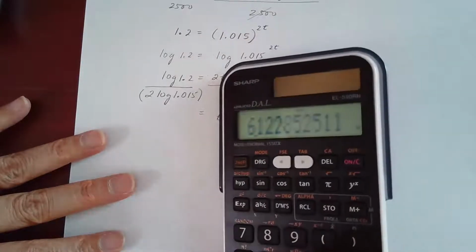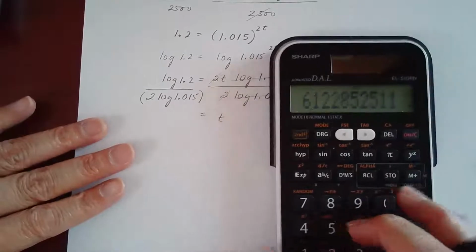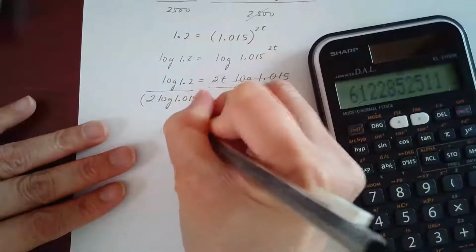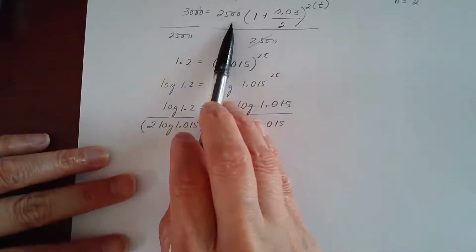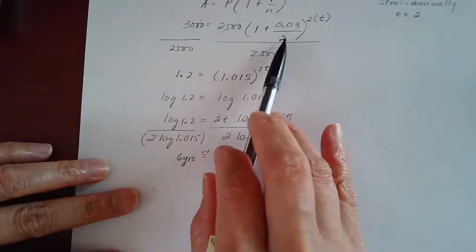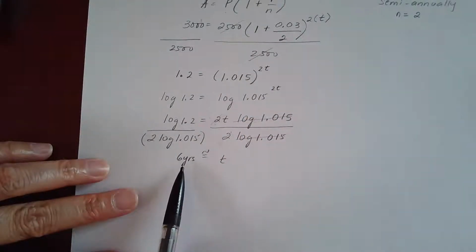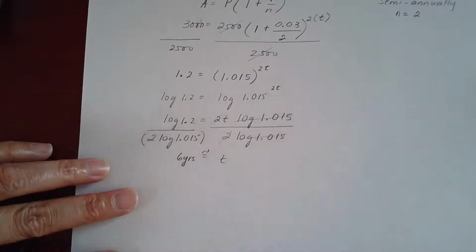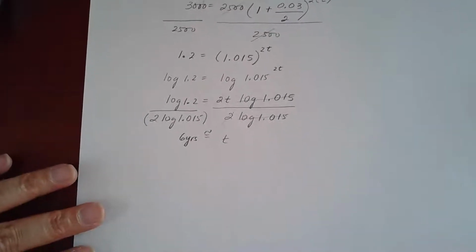Okay, so now it looks like it's approximately 6 years. They said to calculate to the nearest year, so it's approximately 6 years. So if we start with 2,500 and it grows 3% semi-annually, and if we kept it for 6 years, after 6 years it will be worth $3,000. Okay, so that's a really nice one to do.